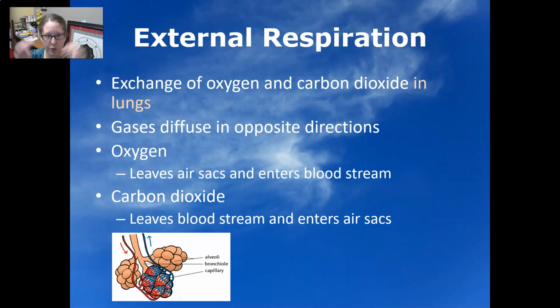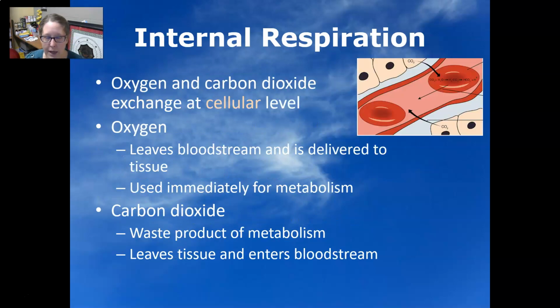So these gases will diffuse in opposite directions, with oxygen going from the lungs into the blood and carbon dioxide going from the blood into the lungs. And then you have internal respiration. So the whole point of us getting oxygen into our bloodstream is so that we can deliver it to the cells, because that's where it's needed to create ATP for all the metabolic reactions that happen in our cells. And so at the tissue level, at the cellular level, when oxygen is delivered to the tissue and carbon dioxide is removed, that is internal respiration.